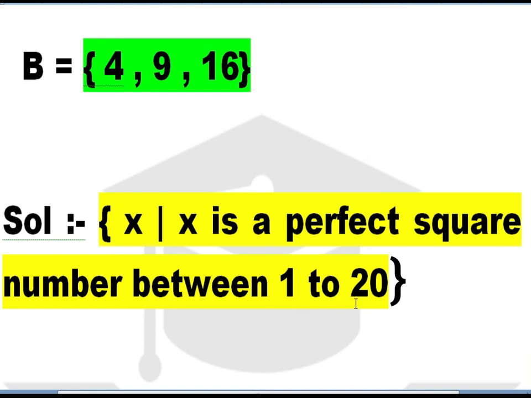Between 1 to 20. Okay. Why did I write 1 to 20? Because the numbers which are perfect squares between 1 and 20, there is no other number. There are no numbers which are more than 16 or less than 4. The square of 1 is 1, the square of 2 is 4, the square of 3 is 9, the square of 4 is 16, the square of 5 is 25. It means that it is greater than 20. So I wrote only 20.